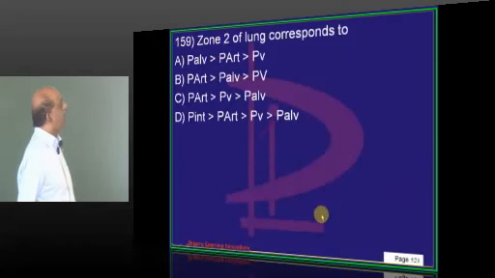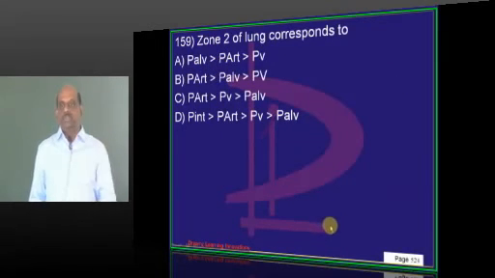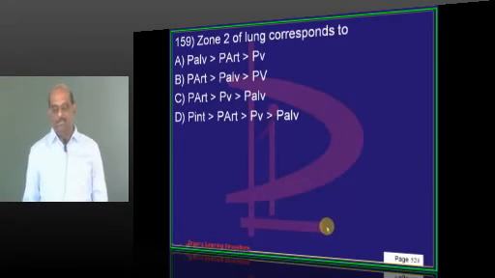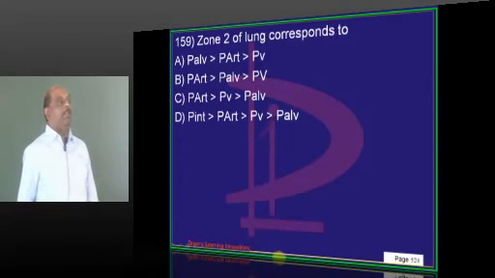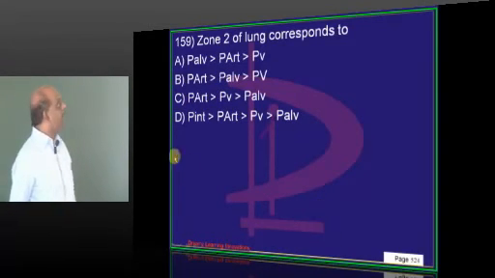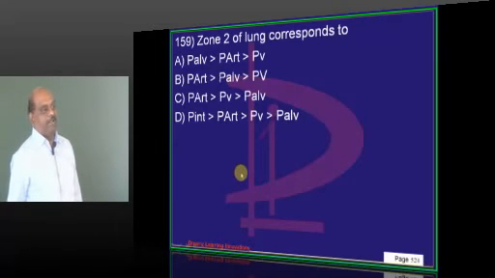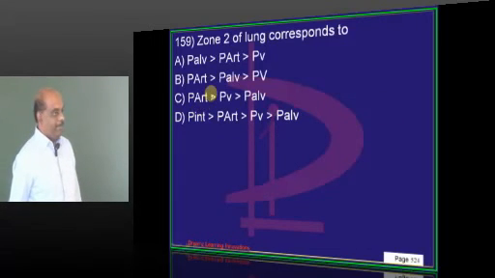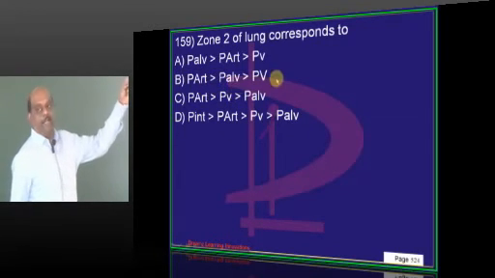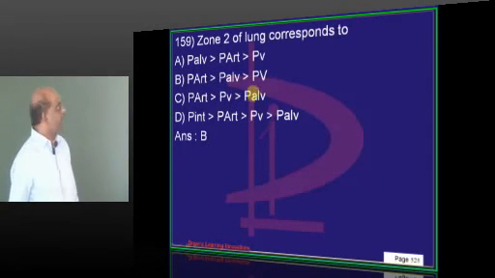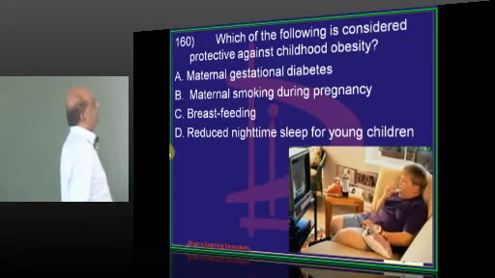Now, doctor, there is zone 1, zone 2, zone 3. Zone 2 is the middle zone. So you must know how will be the V by Q ratios and how will be the blood flows. Difficult question. Could you guess? What is the wrong guess? Correct is B. You agree with that. But what is wrong? Very good. So arterial more than alveolar, more than venous is what you need to basically remember.